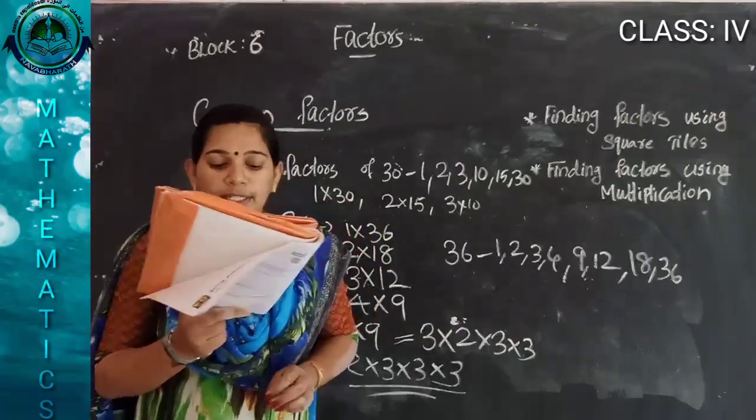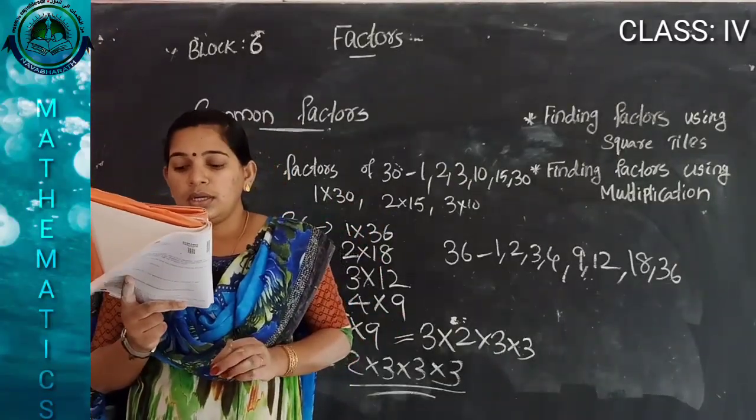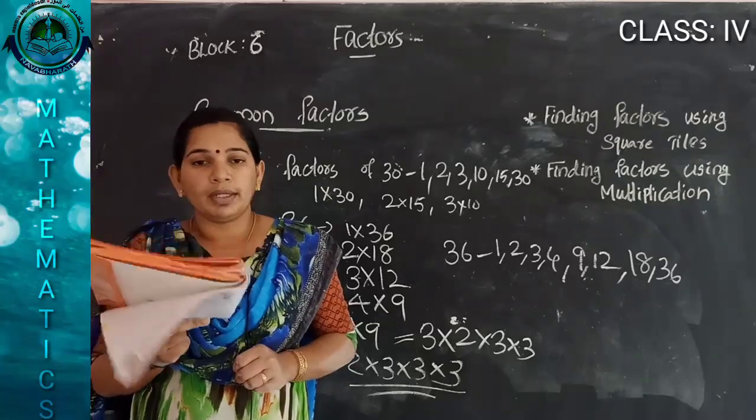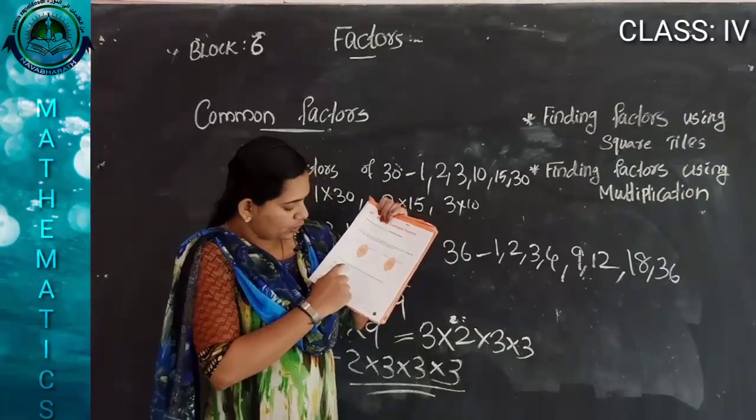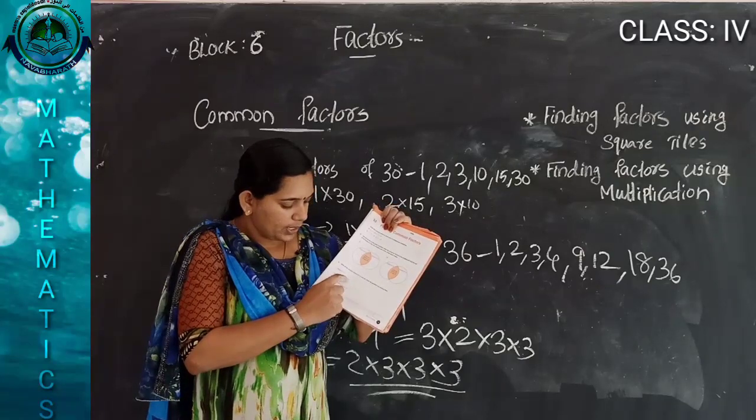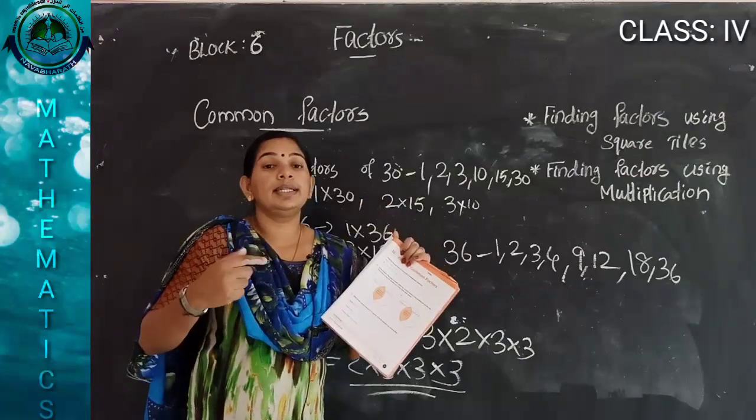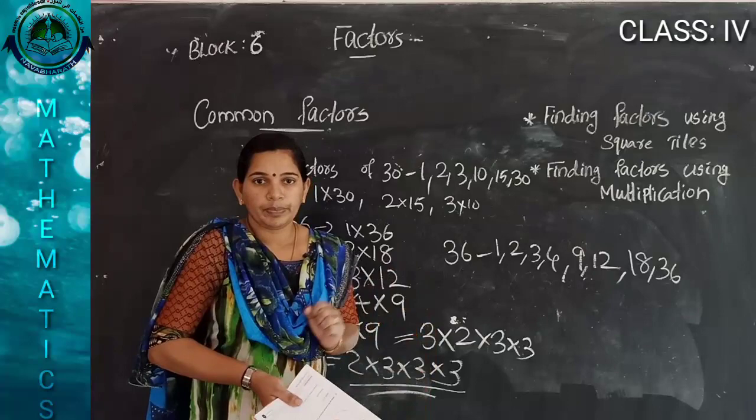Write all the common factors of 12 and 20. Circle the greatest one among them. Then factors of 12 you write here, factors of 20 you write here. Common factors. Then circle the highest common factor.